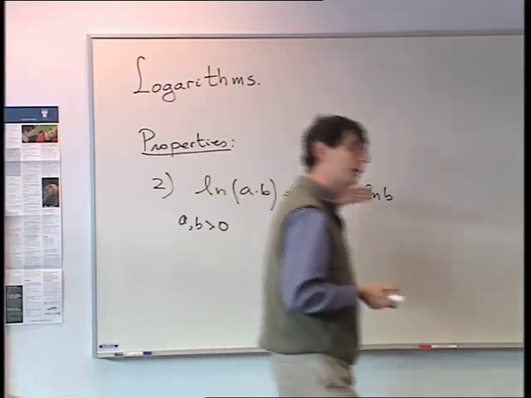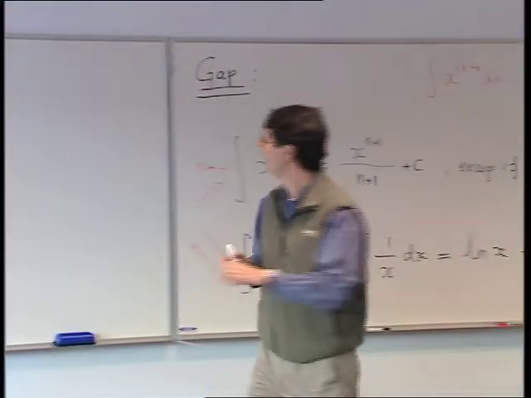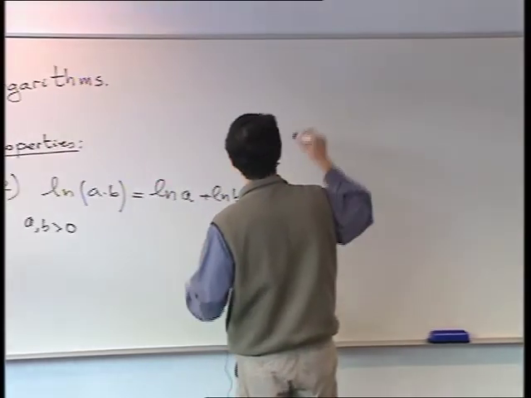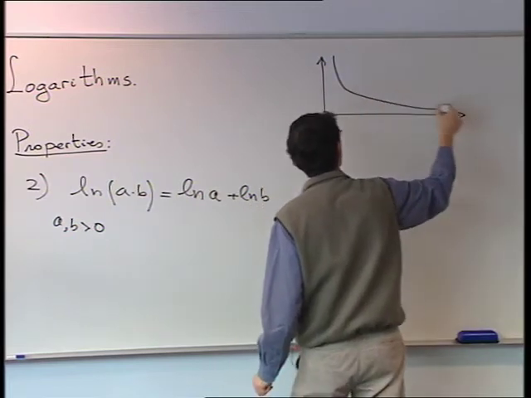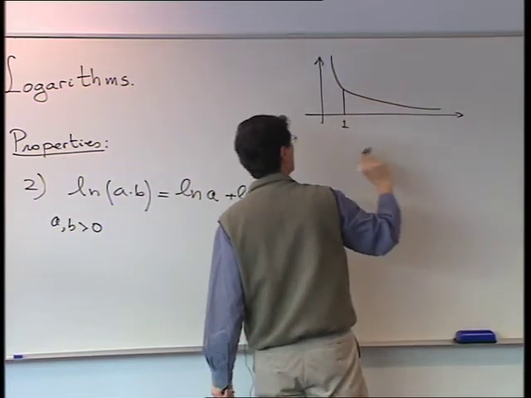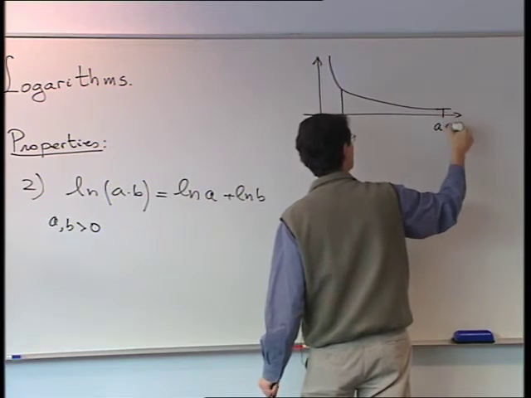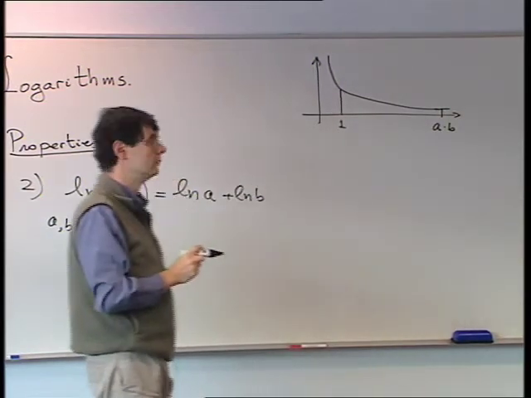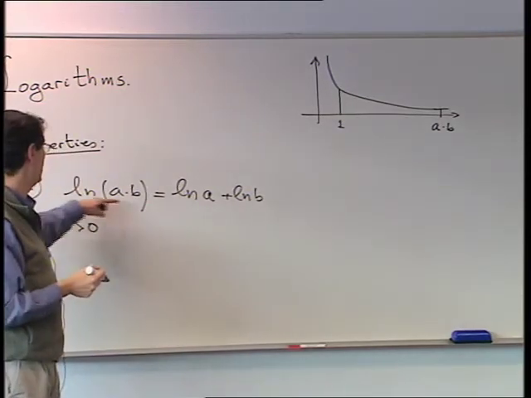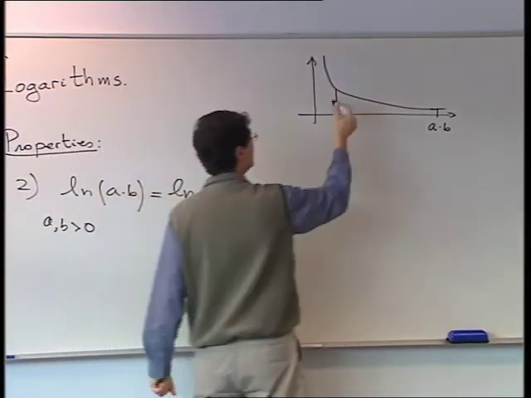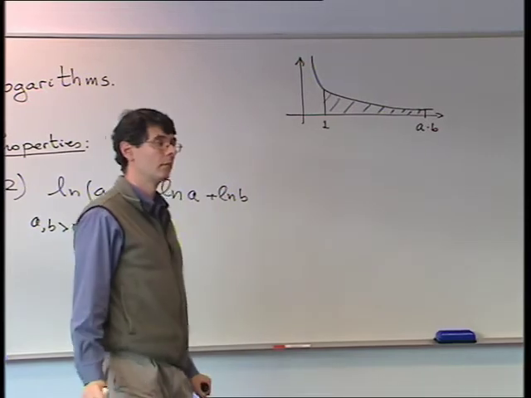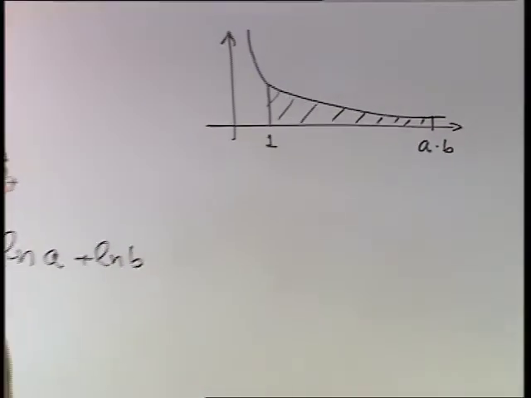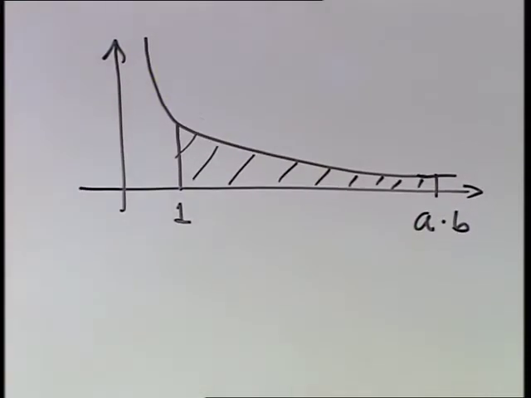And this is a property about areas, okay? This really is a property about areas. Here's 1, and here is A times B. So the left side, the log of A times B, is this area here. Okay? And we're saying that you can break this area in 2 bits, a log A bit and a log B bit.